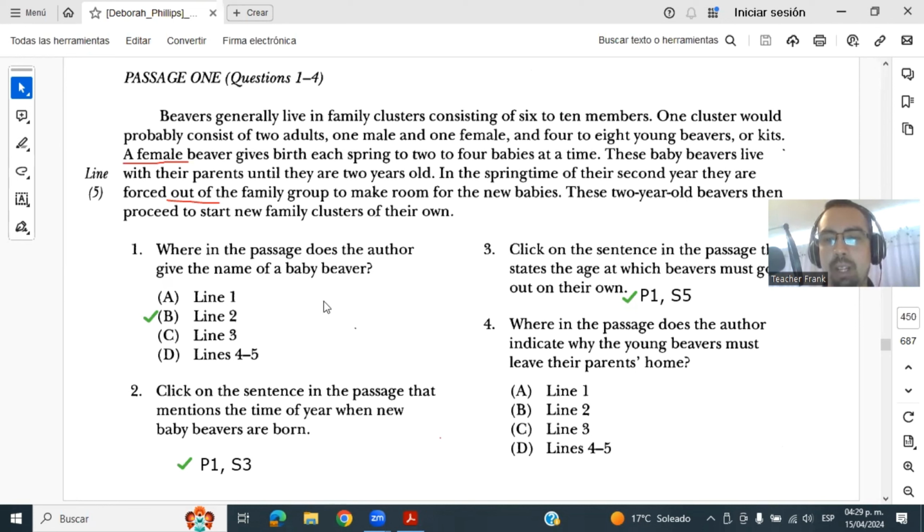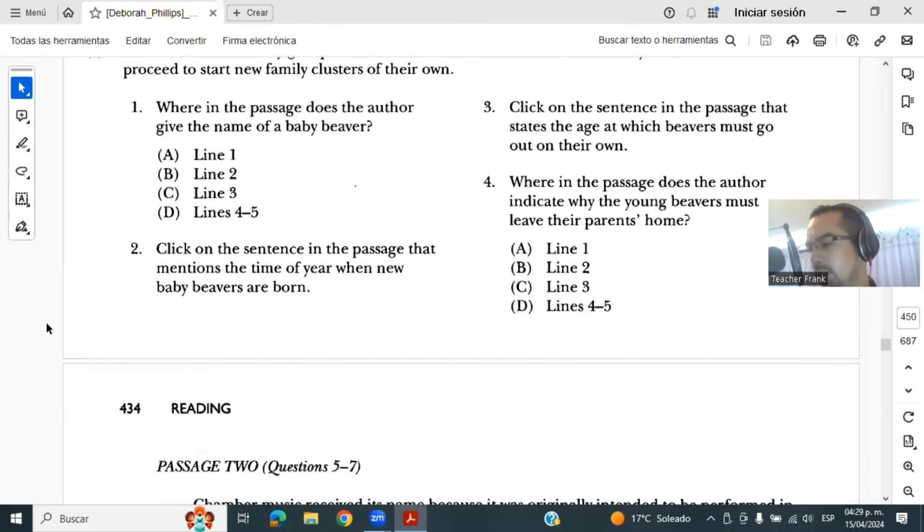Okay, and where in the passage does the author indicate why the young beavers must leave their parents' home? This one is going to be the lines 4 to 5, right? Yeah, the second time when they're 2 years old. Okay, so now let's go with passage 2, which is, yeah, this was 1 to 4.